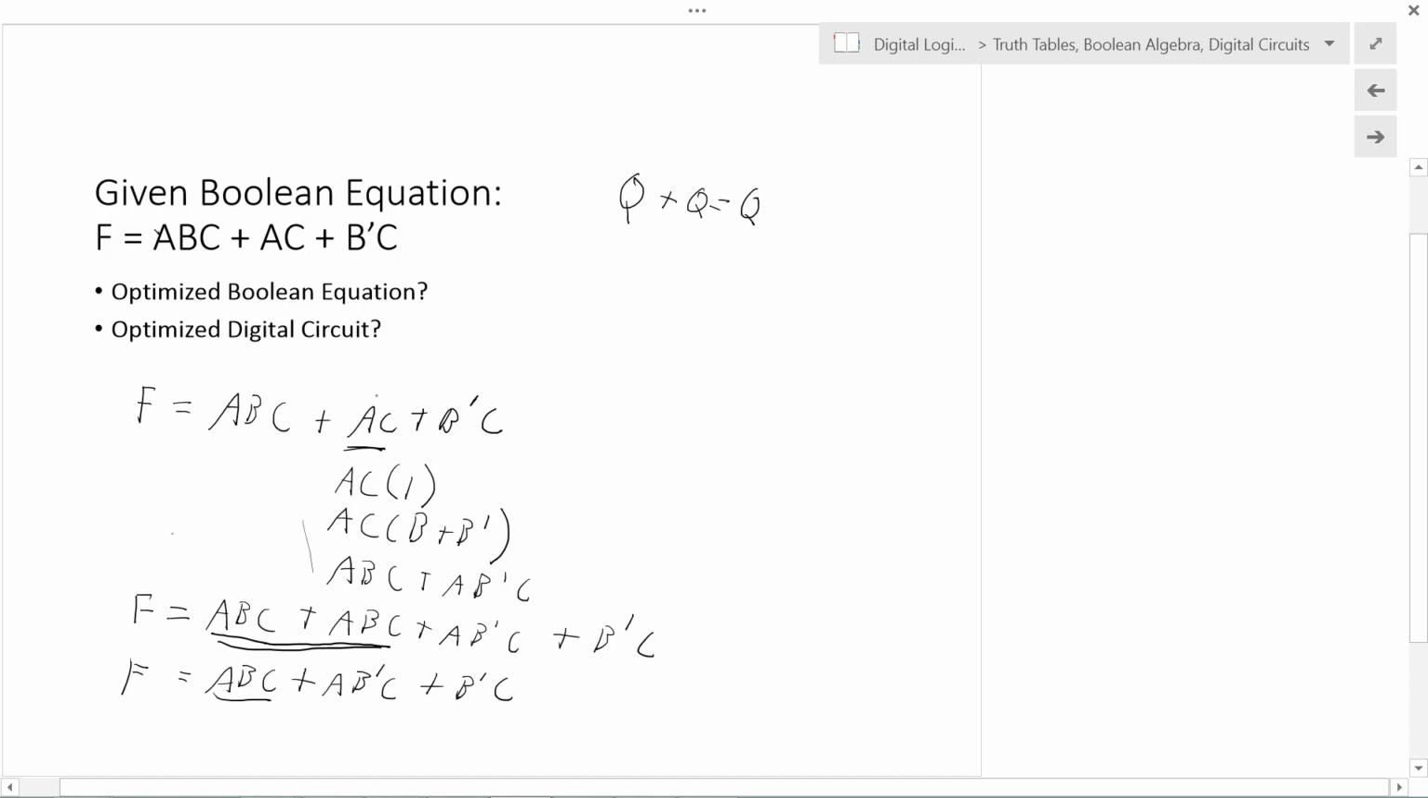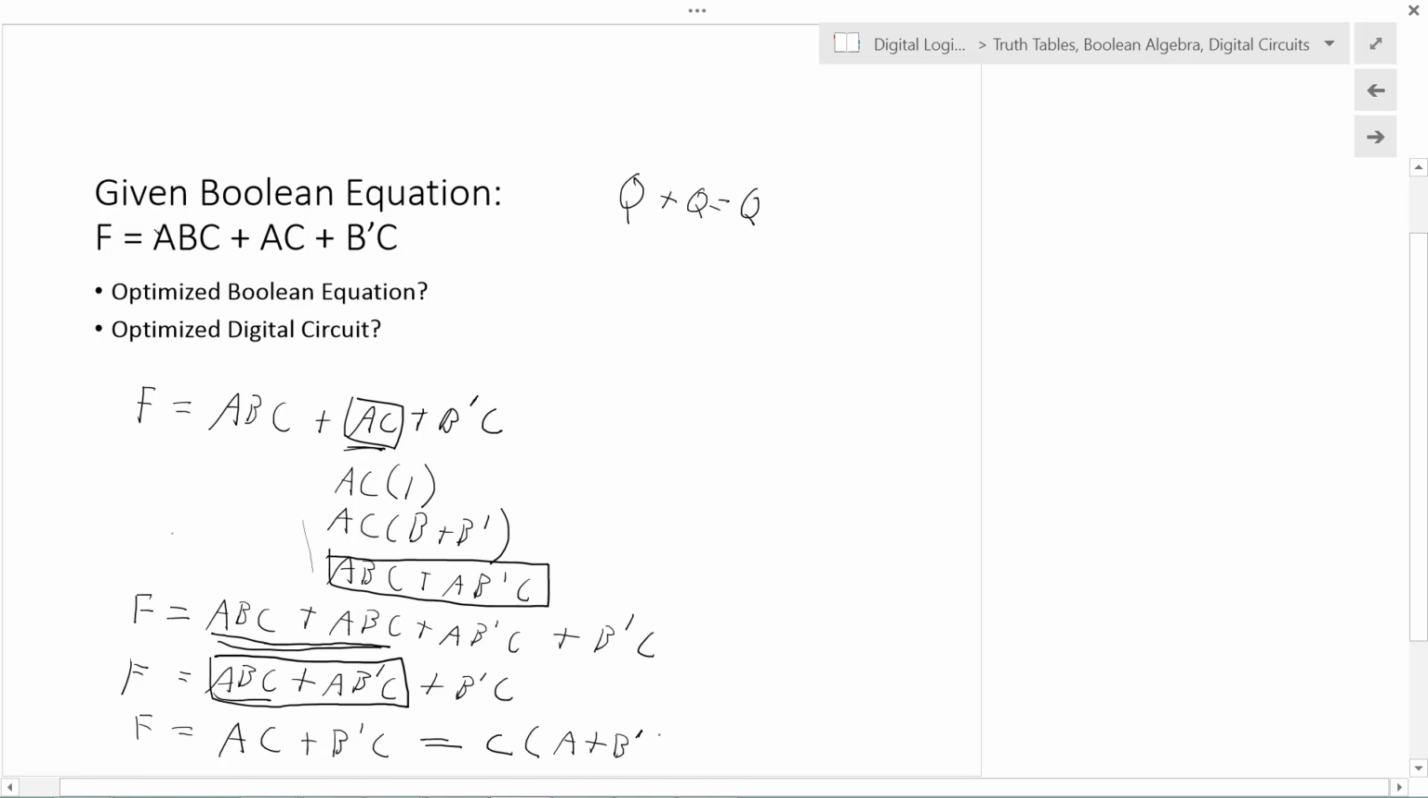Finally, we remember that AC is equal to ABC or AB prime C. Notice that we have this term here still. So let's combine. F is equal to AC or B prime C. Now we can simplify further by using the distributive property to factor out a C. C ANDed with A or B prime, like so.